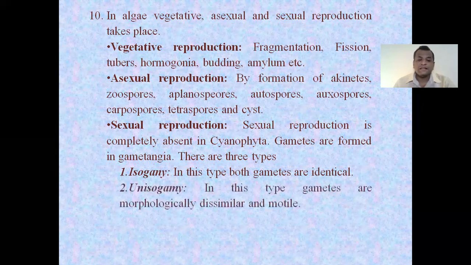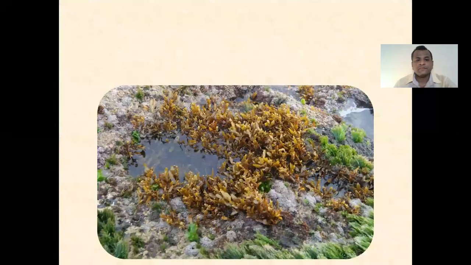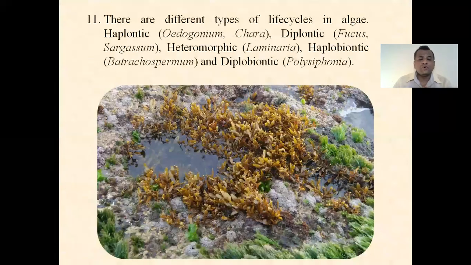In the second type, that is anisogamy, gametes are morphologically dissimilar and they are motile. The third type is oogamy. In this type, both gametes are dissimilar. The female gamete is non-motile and larger in size, while the male gamete is smaller in size and motile. Then they show different types of life cycle, for example haplontic, diplontic, heteromorphic, haplobiontic, diplobiontic, etc.